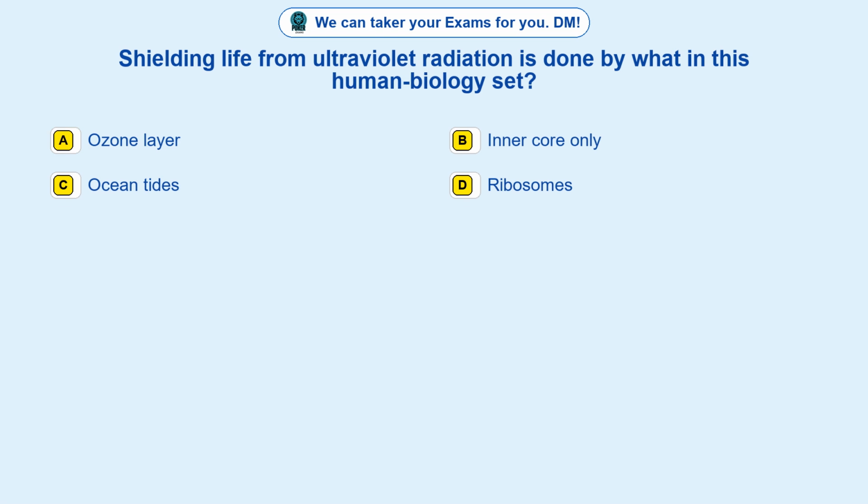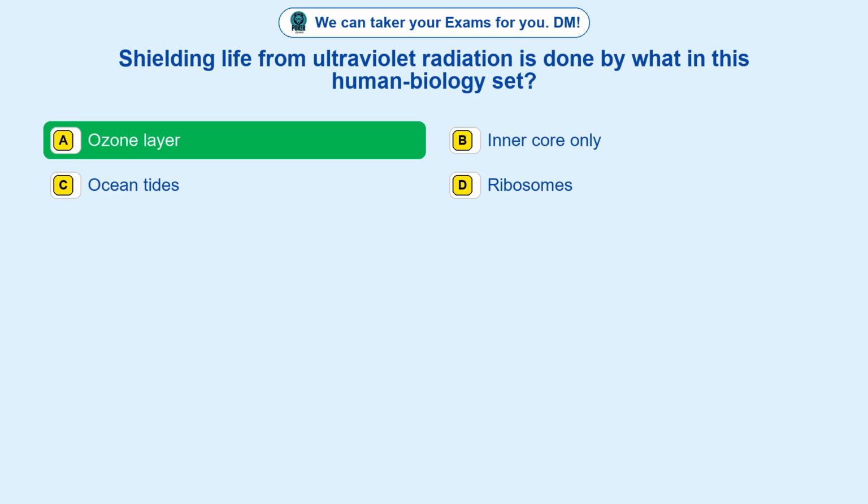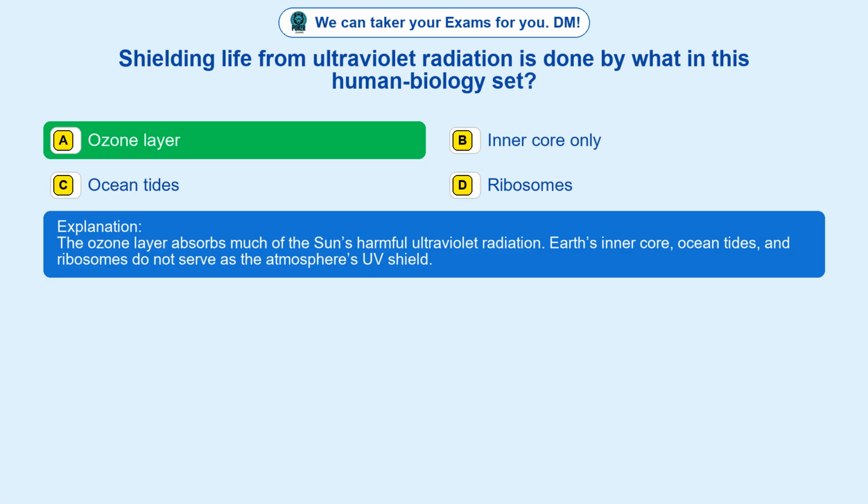Question 97. Shielding life from ultraviolet radiation is done by what in this human biology set? Option A, ozone layer. Option B, inner core only. Option C, ocean tides. Option D, ribosomes. The correct answer is option A. Ozone layer. The ozone layer absorbs much of the sun's harmful ultraviolet radiation. Earth's inner core, ocean tides, and ribosomes do not serve as the atmosphere's UV shield.